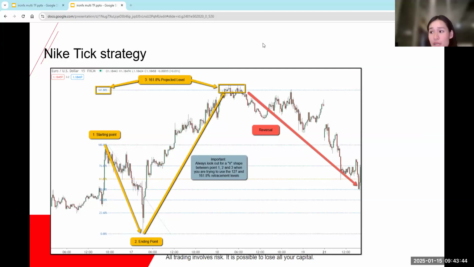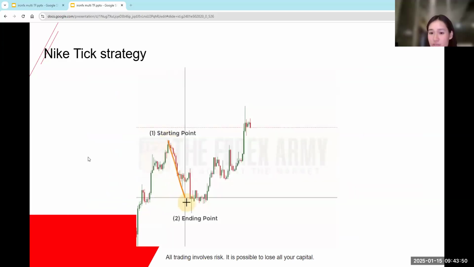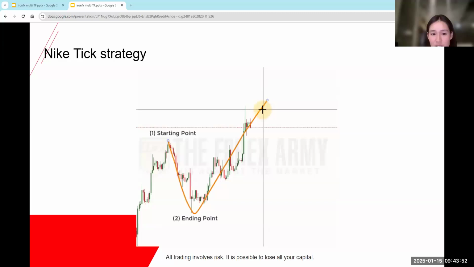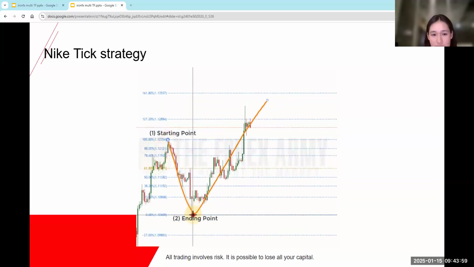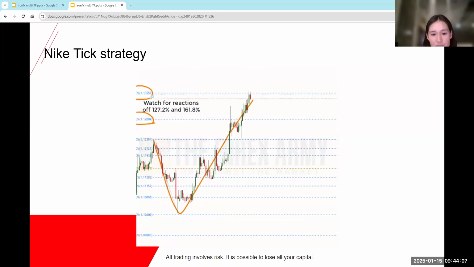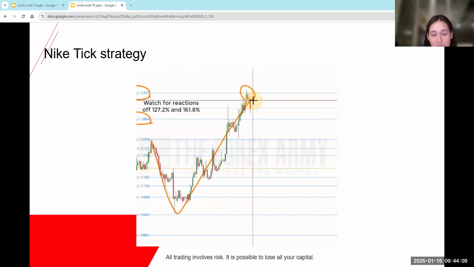Okay, so here's what it kind of looks like. Let's maybe look at this GIF first. We've drawn out the shape. This is what you look out for, and this is how you draw your trend line. Like I mentioned, we look at 127 and 161, and you can see price reacting off that 161 level.